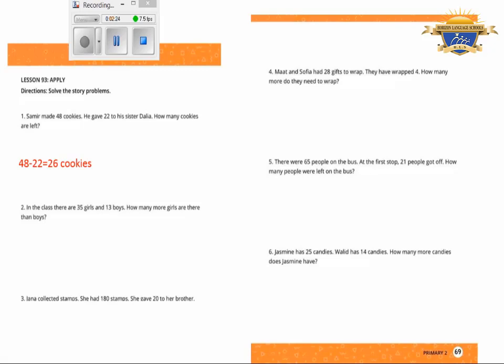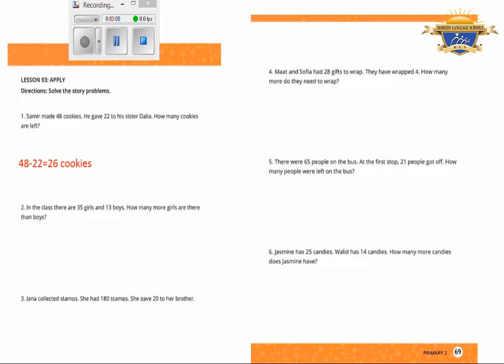Can I say 22 minus 48? Can I do it? Of course I can't. Why? Because we said before that order is important in subtraction, and I always should start with the highest or the biggest number I have. Samir made 48 cookies, so I will start with the 48, not the 22.